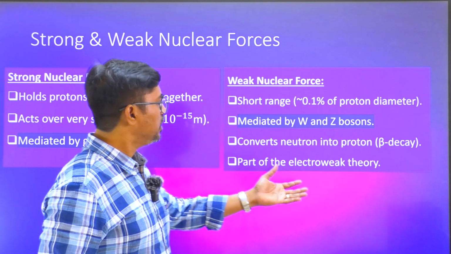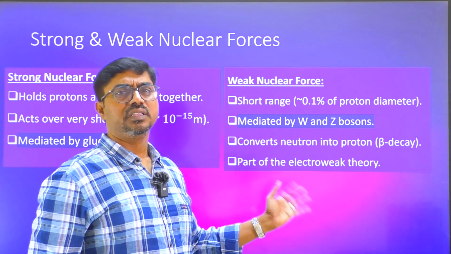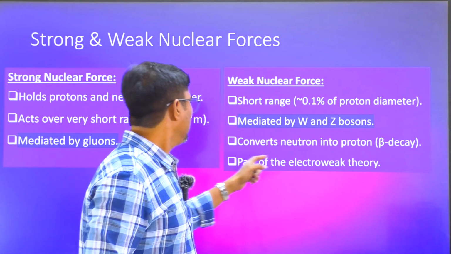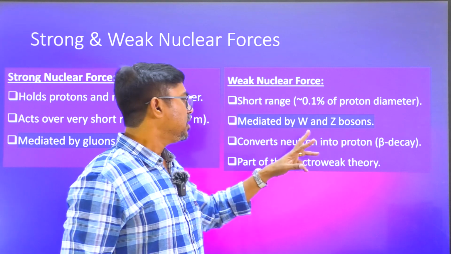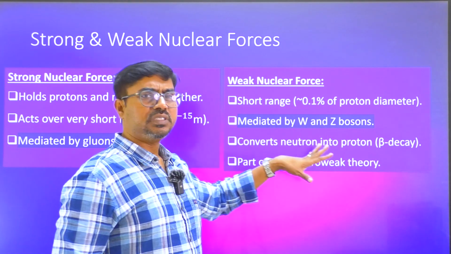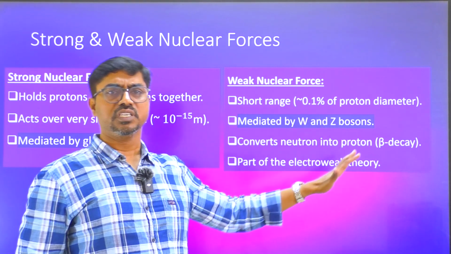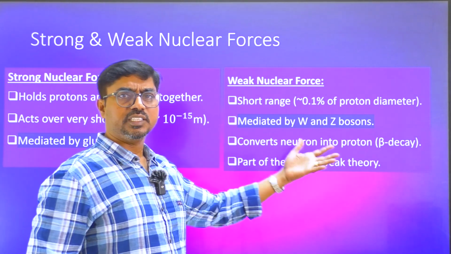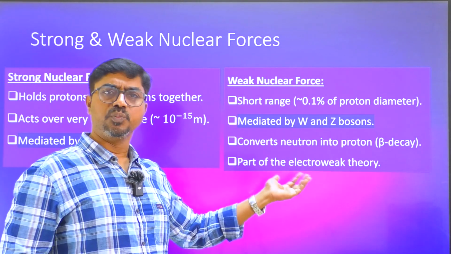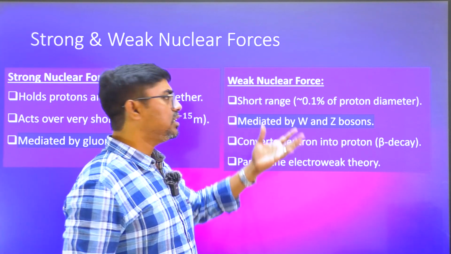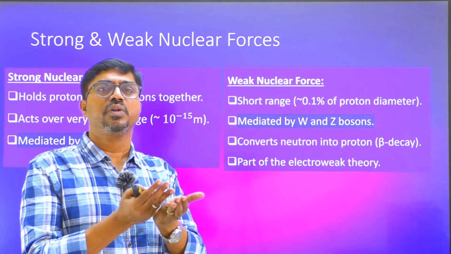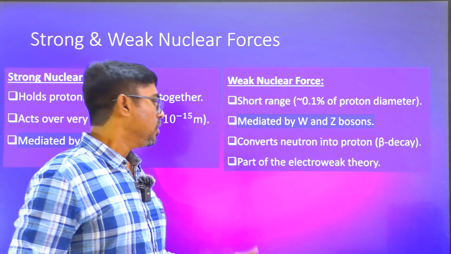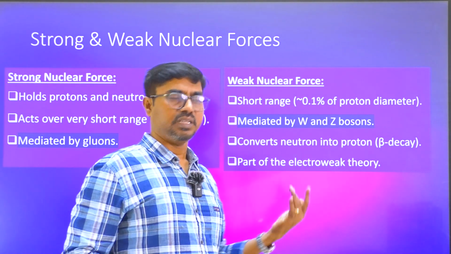Then come the weak nuclear forces. They are also very short range. They are basically responsible for beta decay or something like that. And it has been proposed that these forces are created due to the exchange of bosons. And later, it has been observed that at a very high temperature, the electric force and the weak nuclear force can be combined together into a single entity. We call it the electroweak force theory.